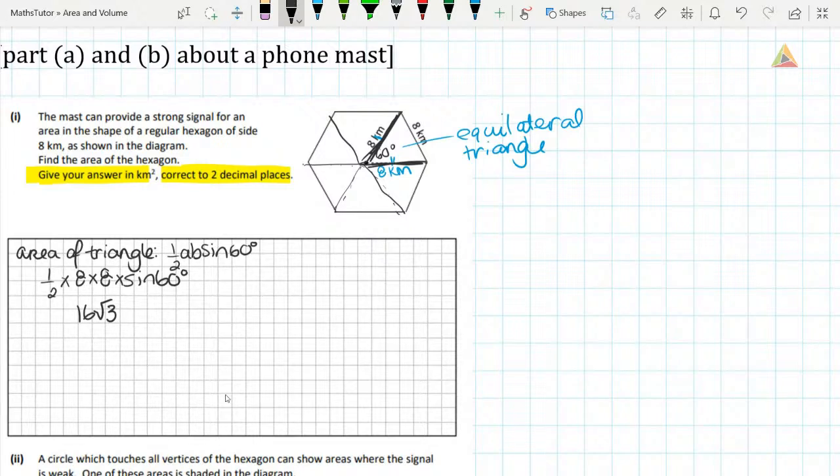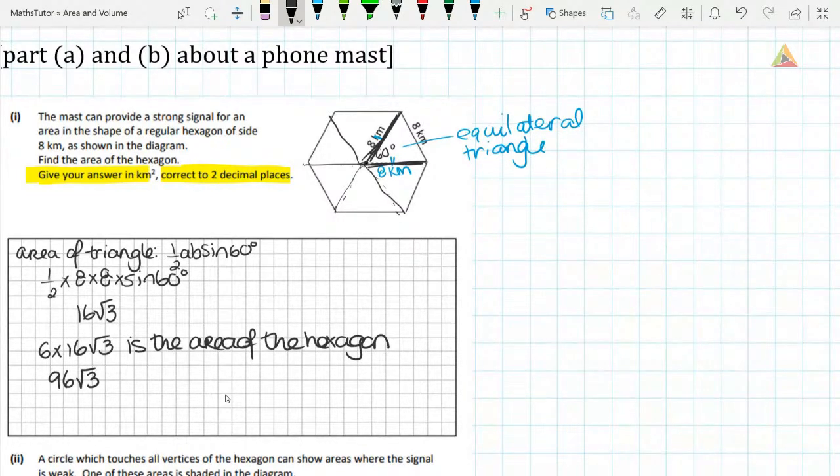16 root 3. So that's my answer that I get for the area of one of these triangles is 16 root 3. But now I want to look at my hexagon and say, well, actually we have 6 of these. So I'm going to say 6 times 16 root 3 is the area of the hexagon. So 6 times 16 root 3. And when I get that answer, I'm going to get 96 root 3.